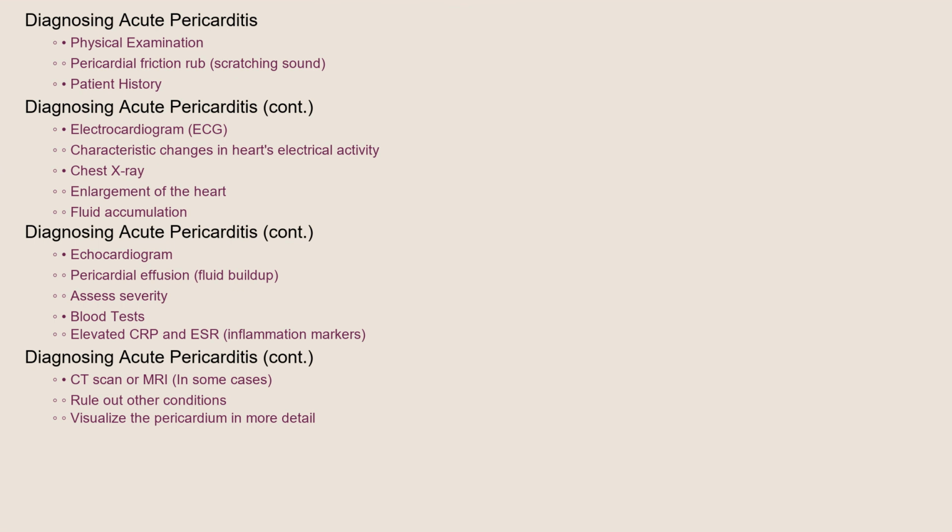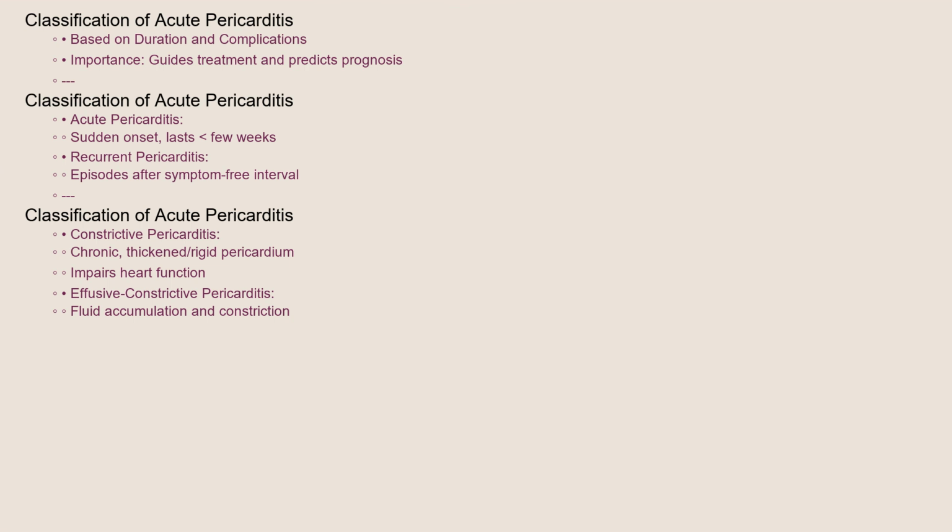Chest X-rays can help identify any enlargement of the heart or fluid accumulation in the pericardial sac. An echocardiogram, which uses ultrasound to visualize the heart, is invaluable in detecting pericardial effusion or fluid buildup and assessing its severity. Blood tests can also be performed to look for markers of inflammation, such as elevated C-reactive protein (CRP) and erythrocyte sedimentation rates (ESR). In some cases, further imaging like a CT scan or MRI may be necessary to rule out other conditions or to visualize the pericardium in more detail.